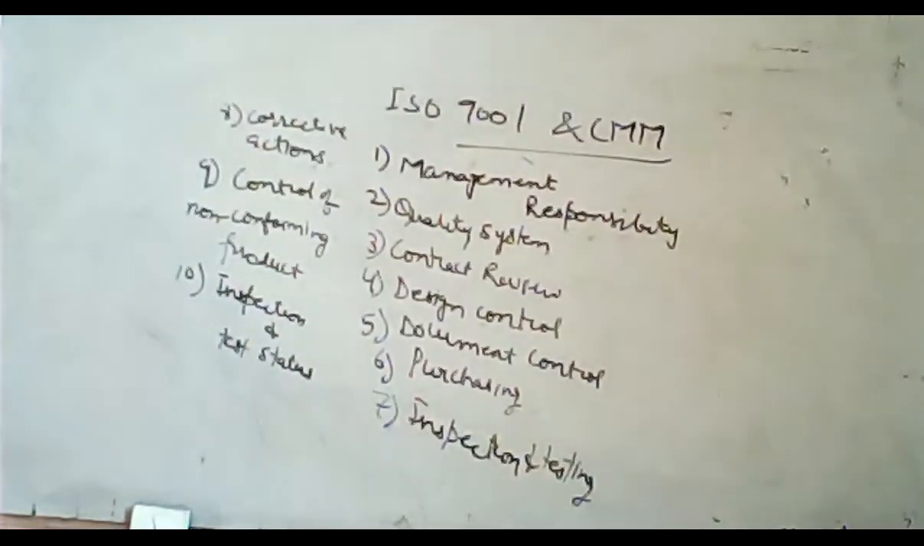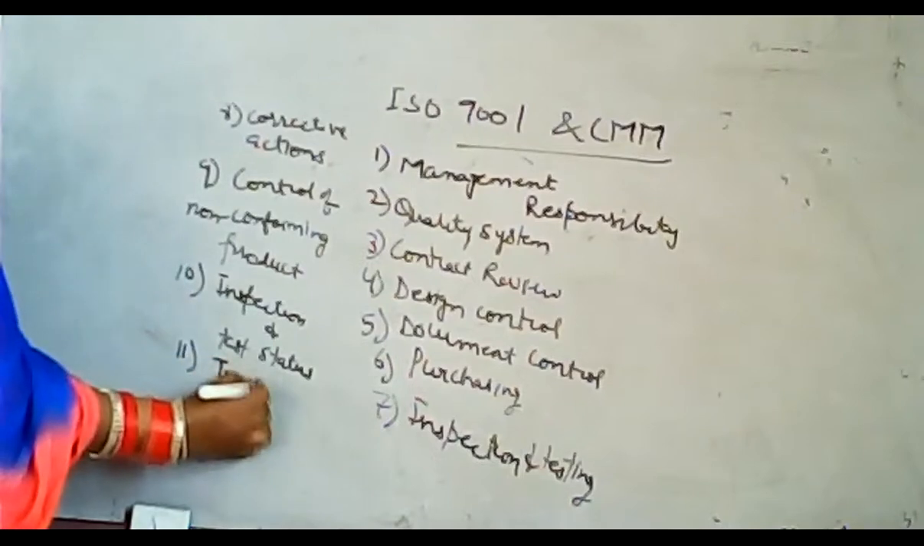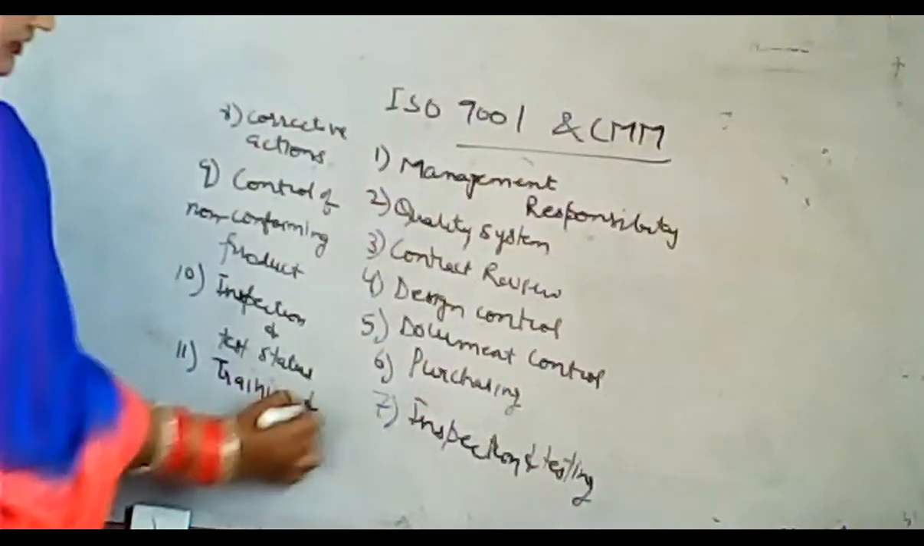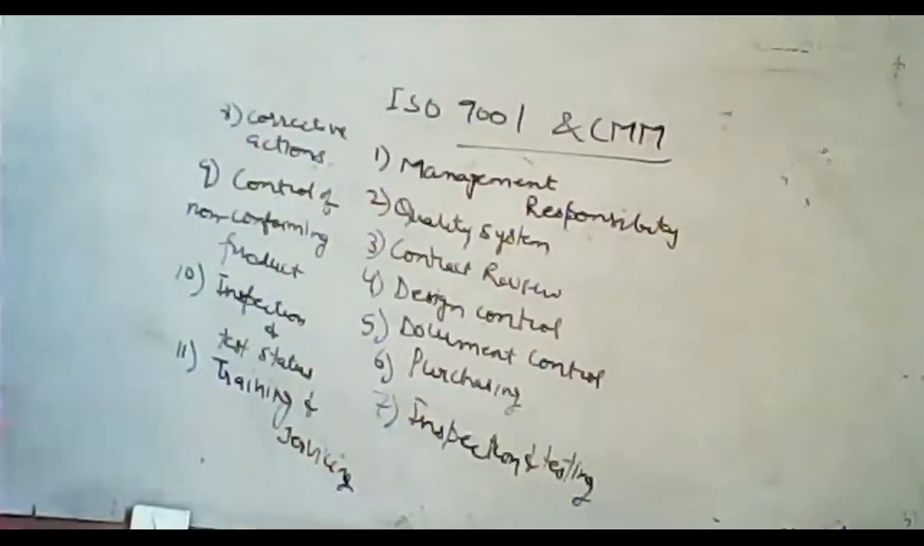So these are the characteristics that are common to both ISO 9001 and CMM. It also includes training and servicing, statistical techniques, etc. So these were the features that are common.